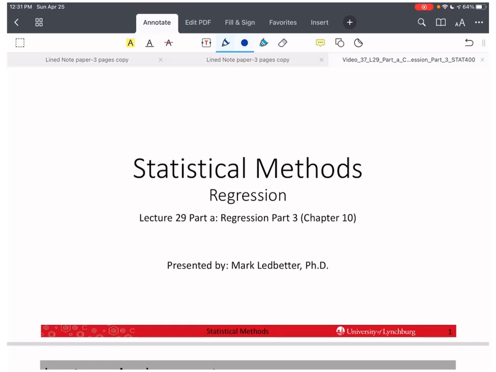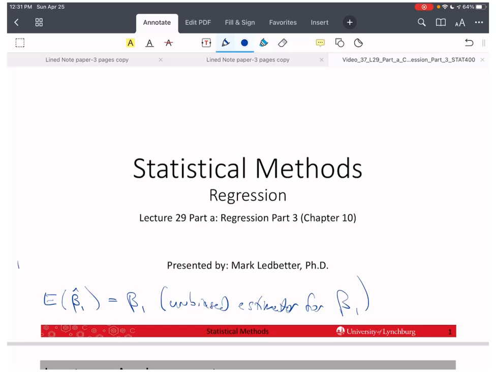I'm Mark Ledbetter. This is Lecture 29, Part A, and we are discussing regression, and this is Part 3 of Chapter 10. Now, in the last video, we derived and showed that the expected value of beta 1 hat was equal to beta 1, which means that it's an unbiased estimator for beta 1. Now, in this video, we're going to start with the variance.